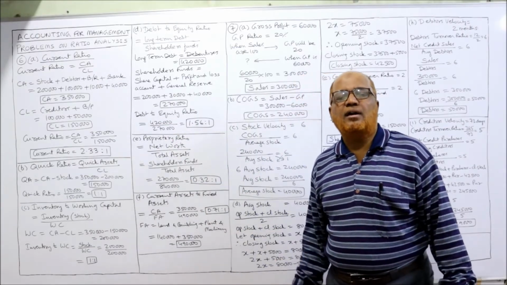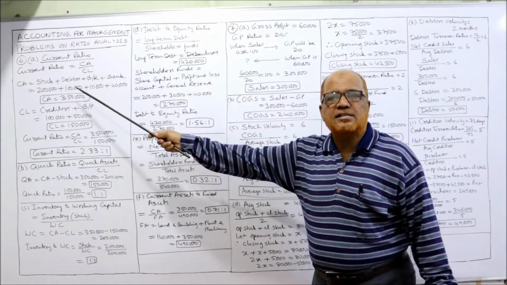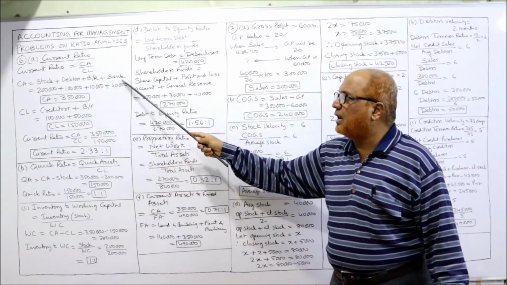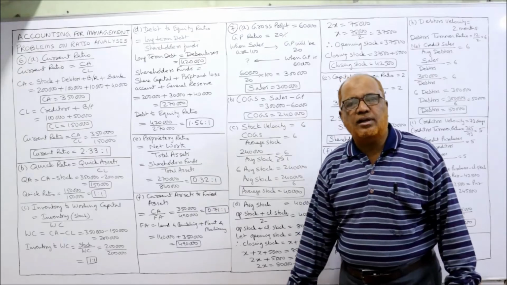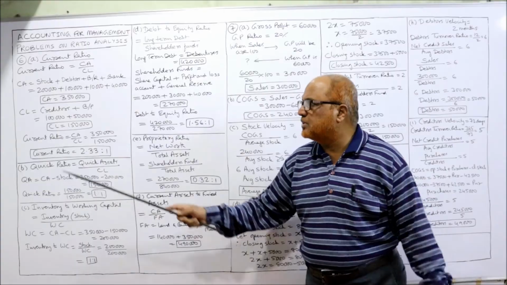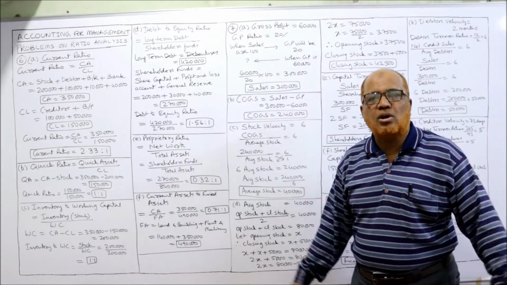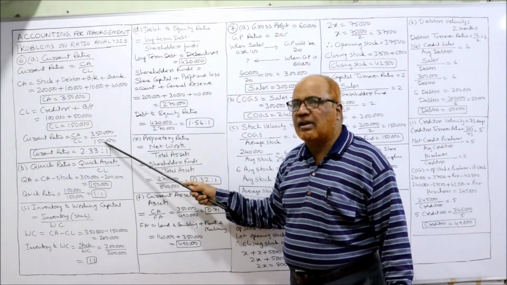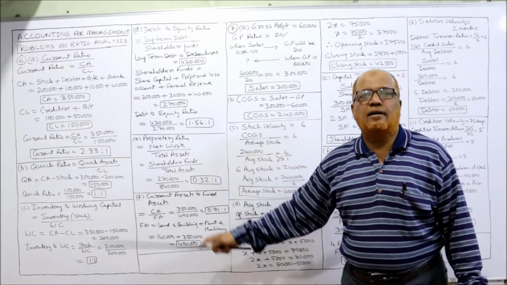We know the formula for current ratio: current assets by current liabilities, CA by CL. The current assets in our problem are stock, debtors, bills receivable and bank balance, totaling 3,50,000. Current liability consists of only two items in the problem, sundry creditors and bills payable, total 1,50,000. So current ratio is current assets by current liabilities, 3,50,000 divided by 1,50,000, which is 2.33:1. This is the current ratio.